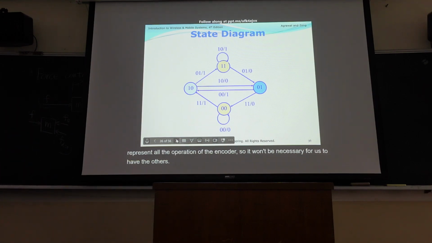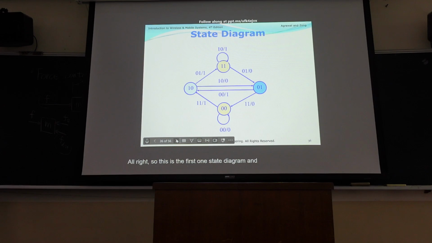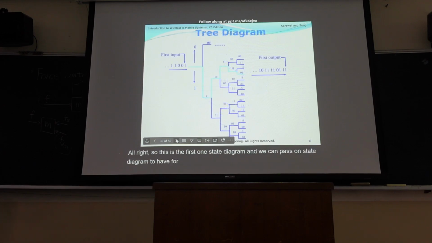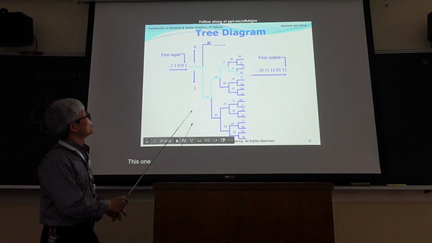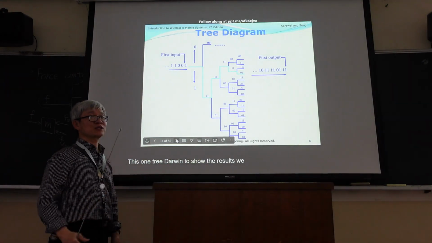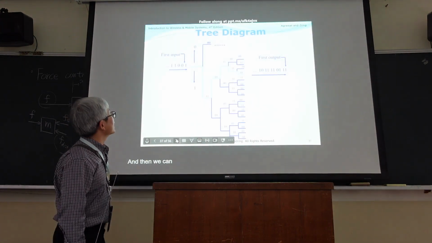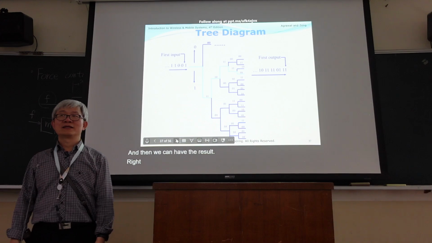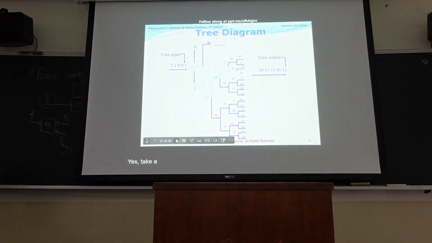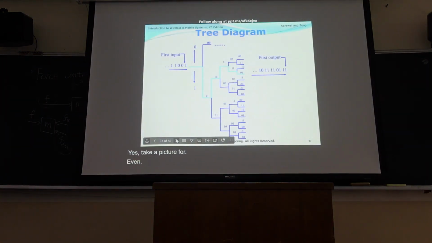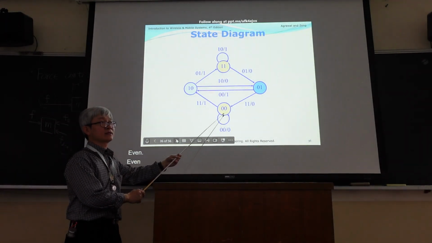Alright, so this is the first one, the state diagram. And we can pass on the state diagram to have the next one. This one, the tree diagram, shows the results. We can have the construction of the tree, and then we can have the results. Right? For the tree diagram, take a picture for this.